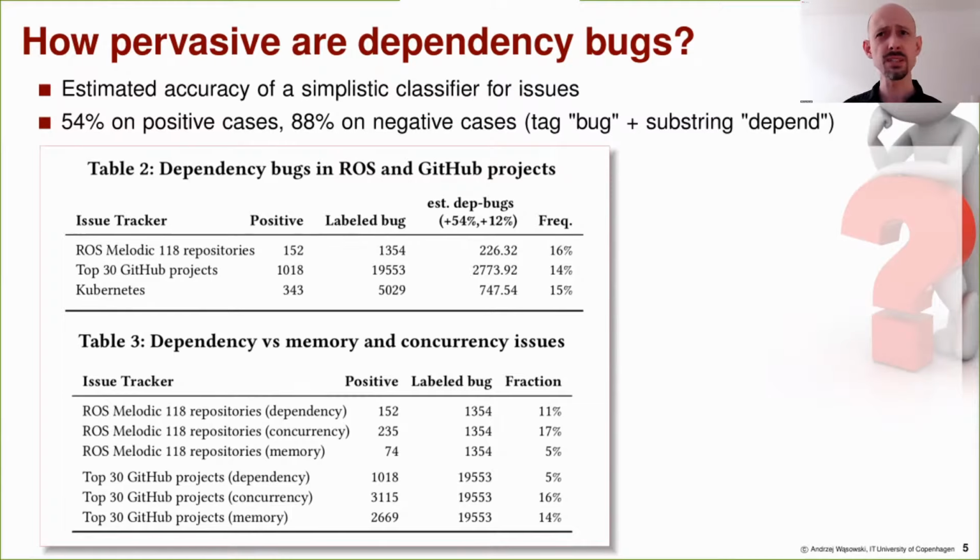If 16% of bug discussions contain some mentions of dependencies, that's a problem, I think. Well, we thought maybe ROS people are not quite smart. They did something wrong or whatnot. Well, I hope nobody from ROS is listening here.